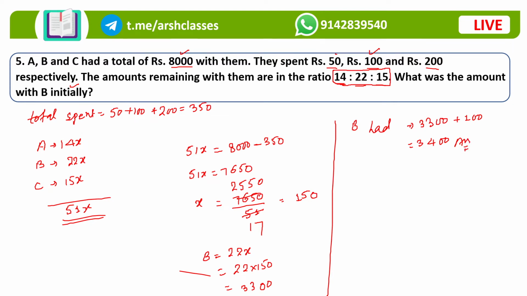Right? I hope this is clear to you. So, one more time explaining: first we need to subtract this 350 from 8000 and that will be equal to these ratios. And after that, we will add 100, and we will get the value of B. Okay? Now, let's move on to the next question, which is this sixth one.